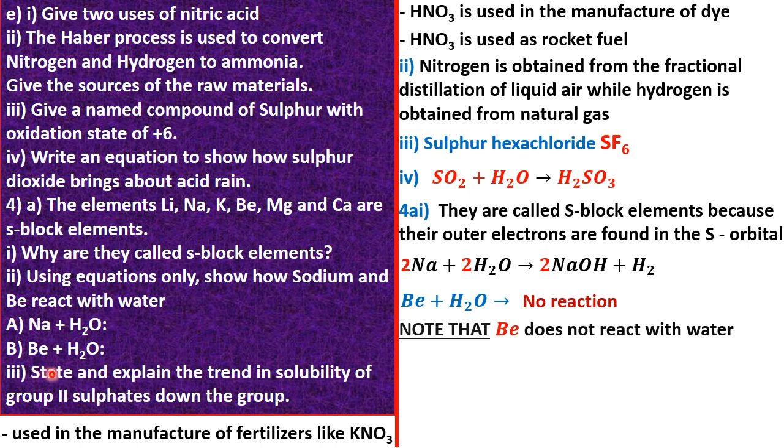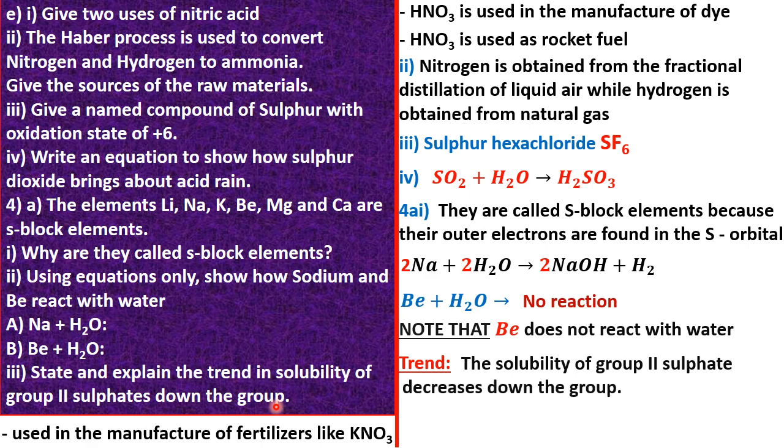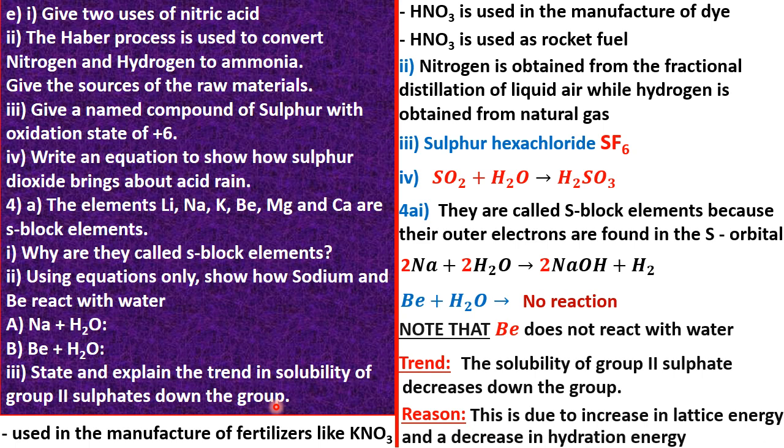The next part wants us to state and explain the trend in solubility of the group 2 sulfates down the group. So friends, solubility simply decreases. The trend is that the solubility of the sulfates simply decreases down the group, and the reason is due to an increase in lattice energy and a decrease in hydration energy.